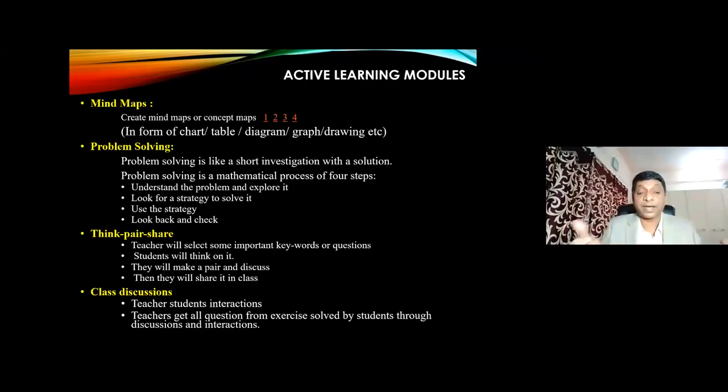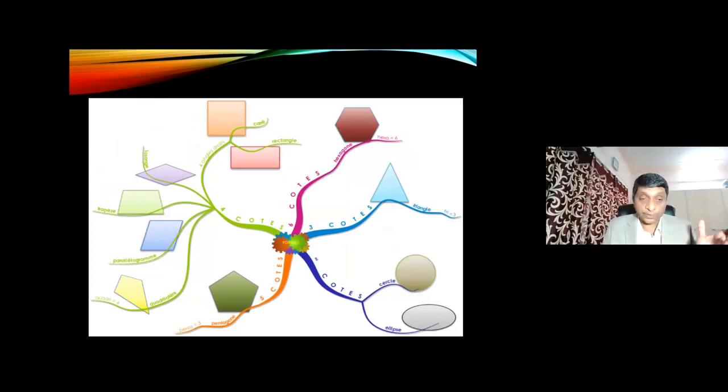So this way it will help a student to make more networks, more connections. TPS will make connection. Problem solving will make connection. Mind map will make connection. Class discussion will make lots of connection. So at every stage of learning, you keep on building the neuron networks. So the things become very strong and clearer. Okay, so this is how we do.